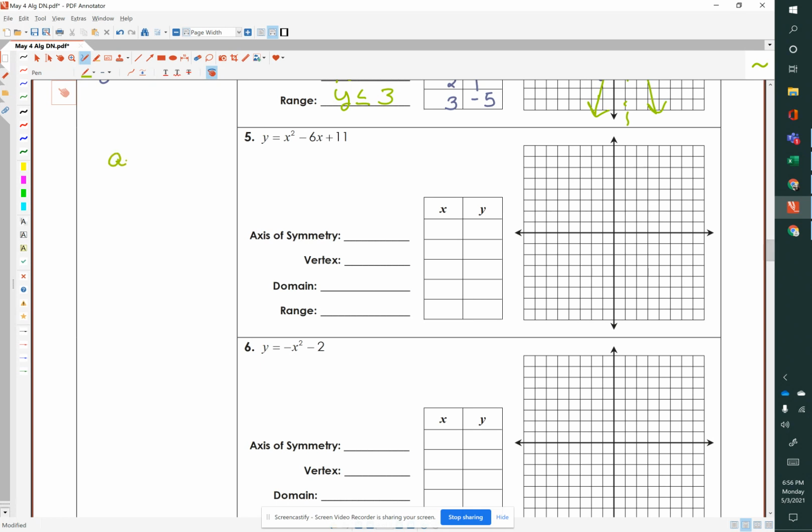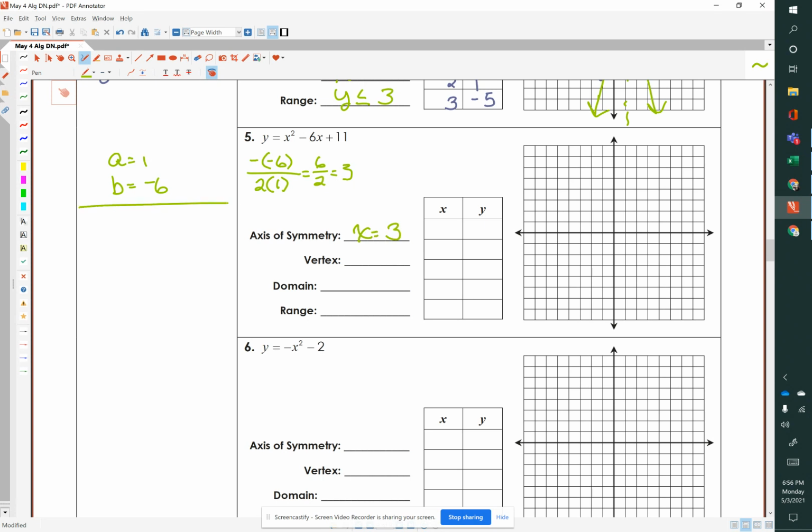So our a value is 1, our b value is -6. So let's find the axis of symmetry. So that would be -6. Be very careful with those negatives. 2 times 1. So that would be +6 divided by 2, which equals 3. So our axis of symmetry, x equals 3.